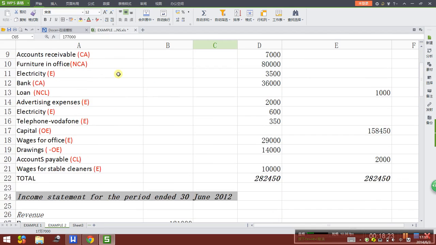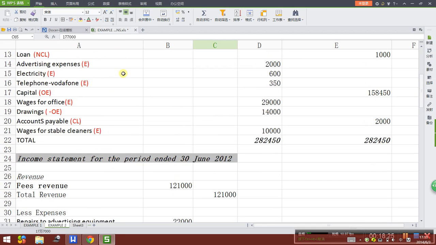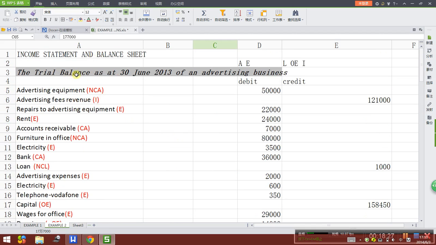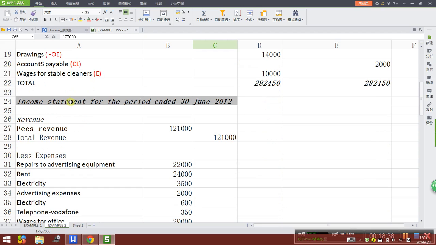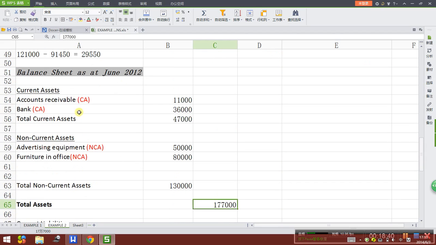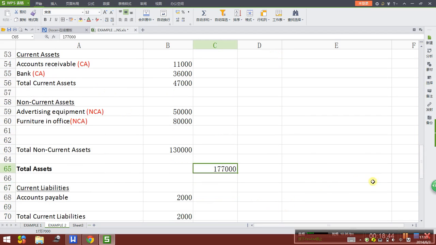And the trial balance is very important, because if our classification of accounts is wrong, the calculation in the income statement and the balance sheet will be totally wrong. So we must pay attention to it.